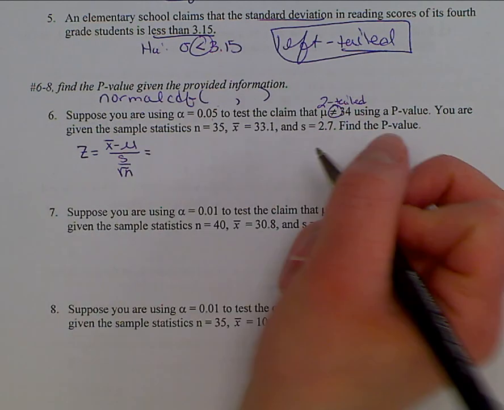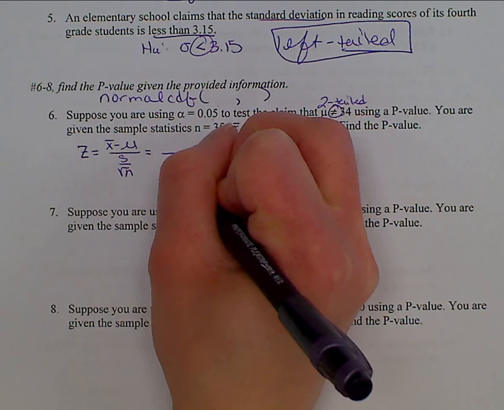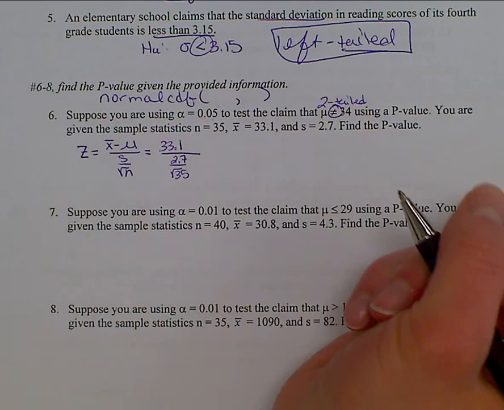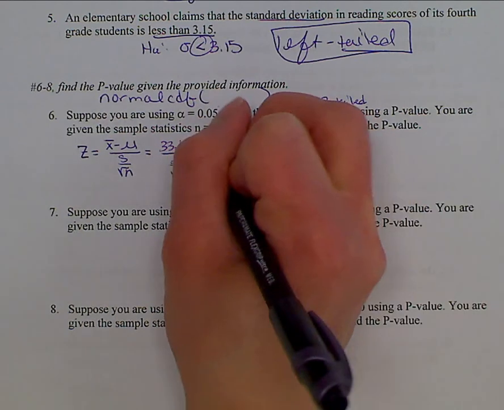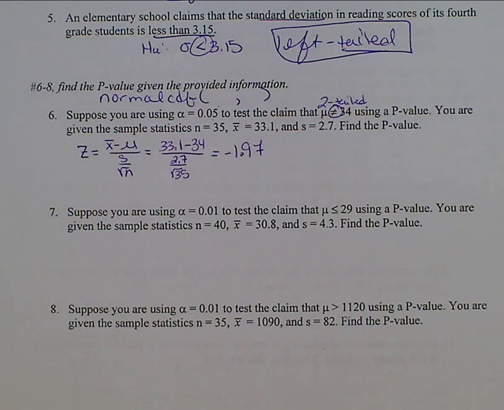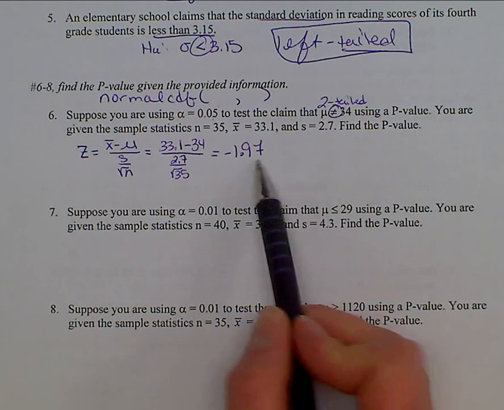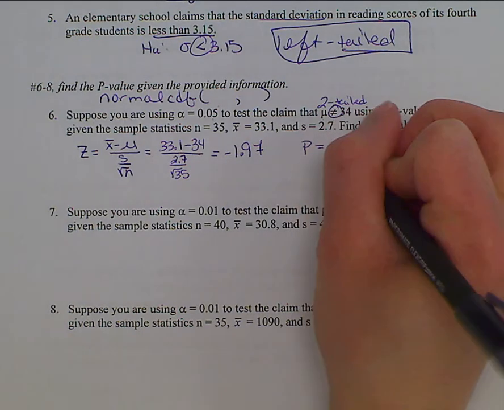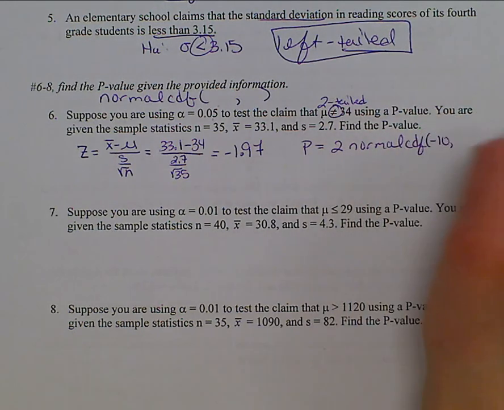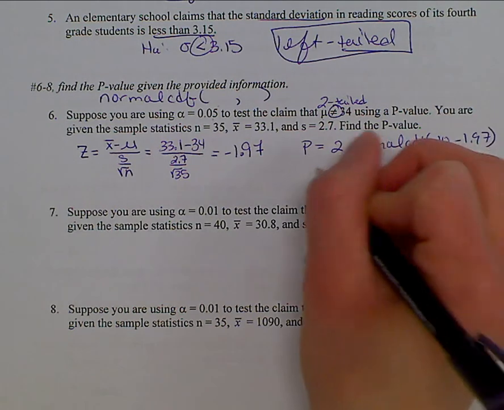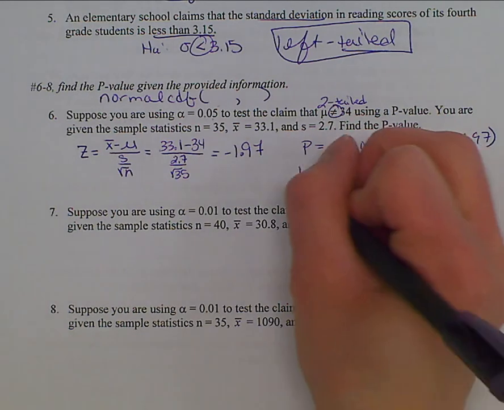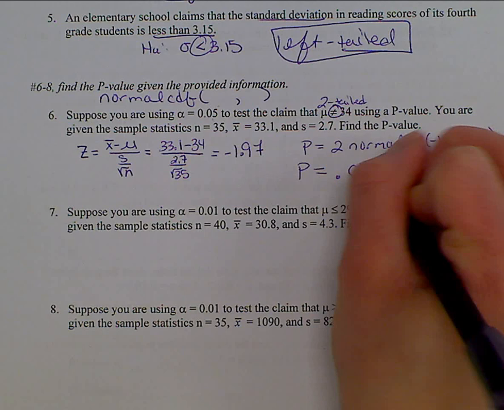So let's see, n is 35, the sample mean is 33.1, and s is 2.7, and then mu here would be 34. We got that our test statistic is negative 1.97. Because this is a negative z-score in our two-tailed test, we're going to double the area to the left of it. If it was positive, we would just double the area to the right. So we do 2 times normal CDF, negative 10 to negative 1.97, and we get that p equals 0.0488.